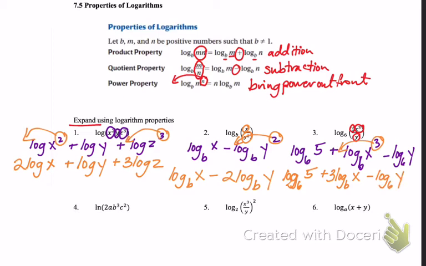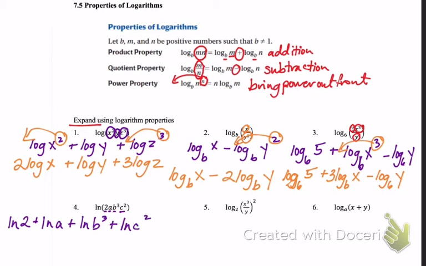Number 4, the same kind of rules apply for natural logs. Remember that a natural log is the same thing as log base e, but I just write it as ln, so I'm just going to leave that as ln, or the natural log. They are all separated by multiplication, so I have a 2a b cubed c squared. So I have 4 different terms. So I'm going to split that up into 4 different natural logs. So I have the natural log of 2 plus natural log of a plus natural log of b cubed plus natural log of c squared.